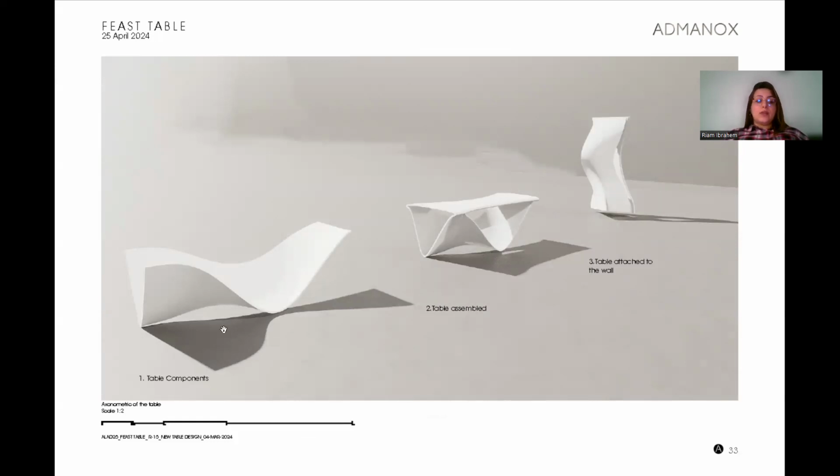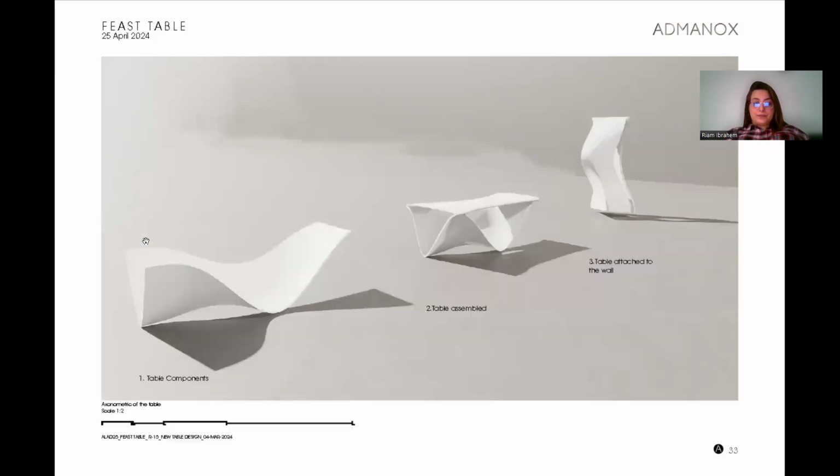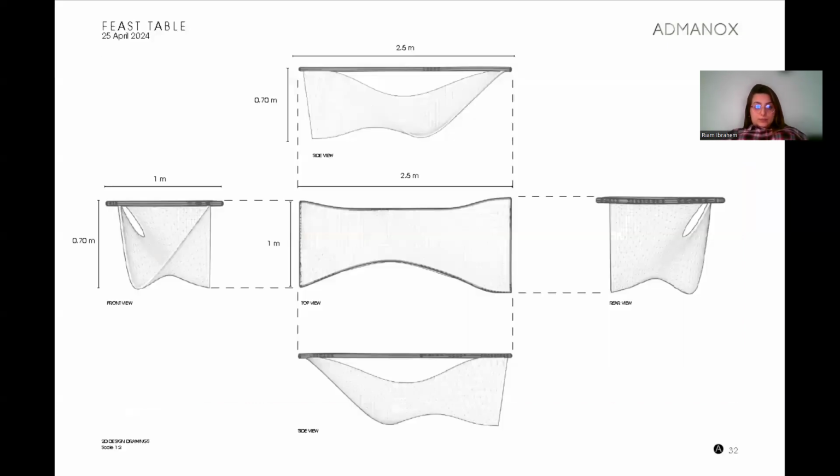So this is a diagram showing the table components. So this is the bottom part, this is the table combined with the top part, and this is the table hanged on the wall. But this 2D design drawing or 2D diagram shows the top view and the rear view and the front view of the table. So this is a front view of it, like you see here. And these are side views.